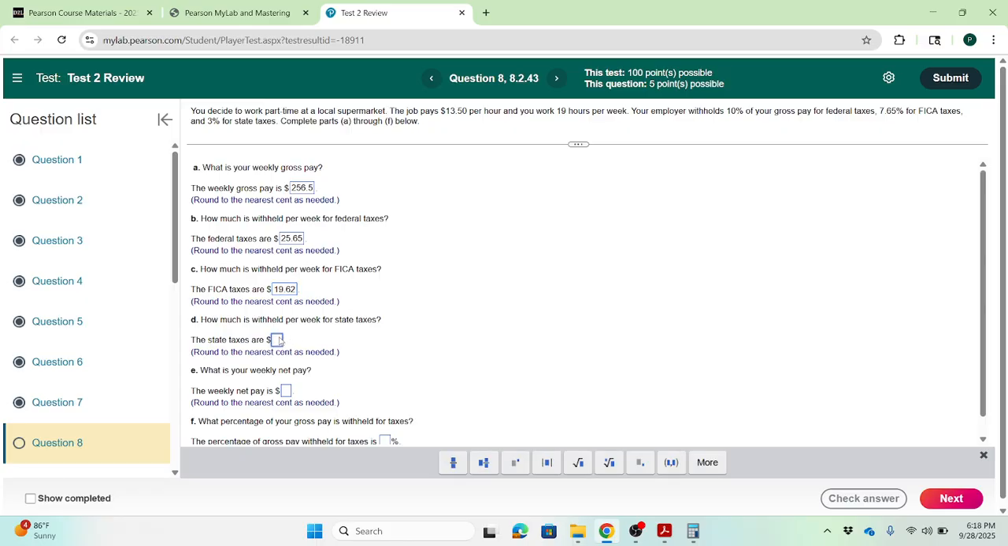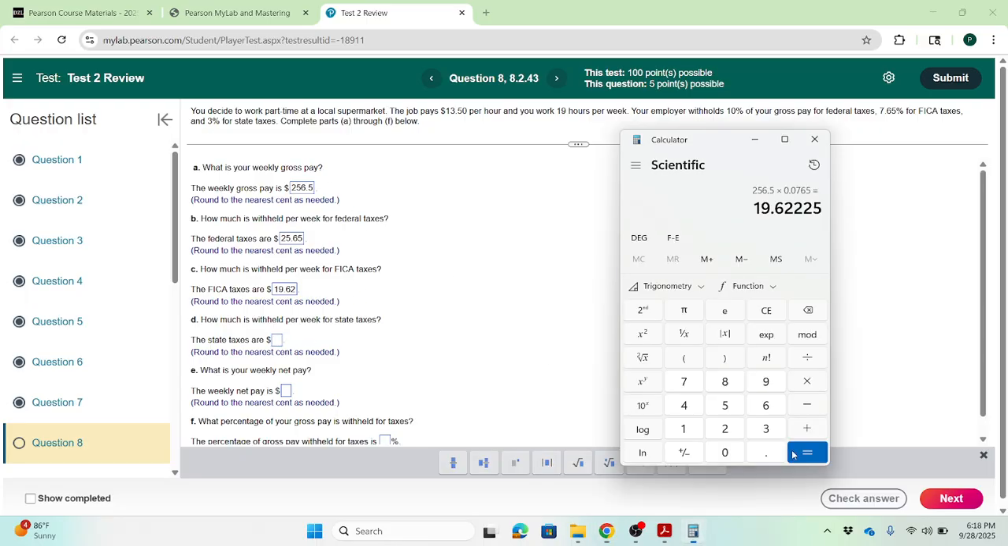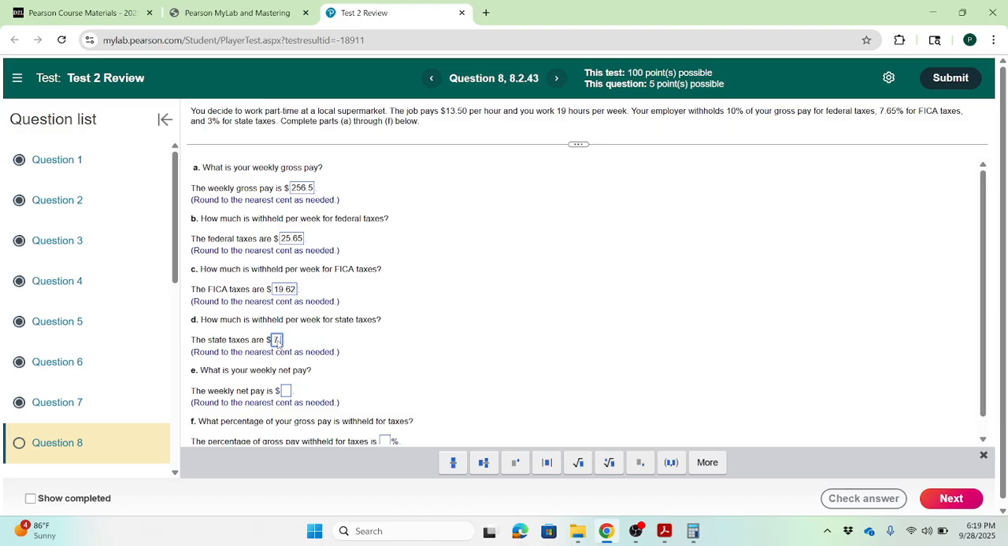How much is withheld per week for state tax? State tax is 3%. Remember, again, the taxes are from the gross pay. So gross pay is $256.50 times 3%, which is $7.70. So $7.70.